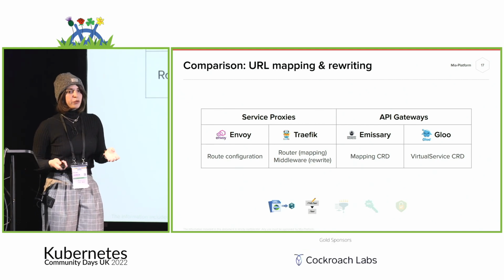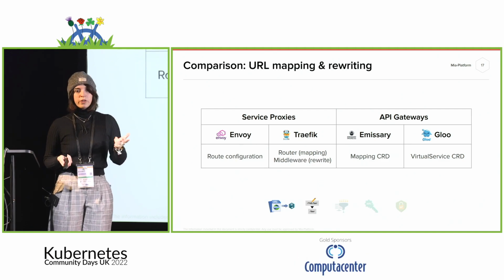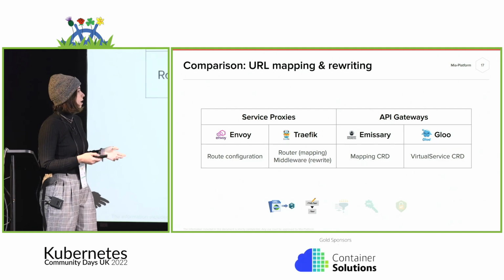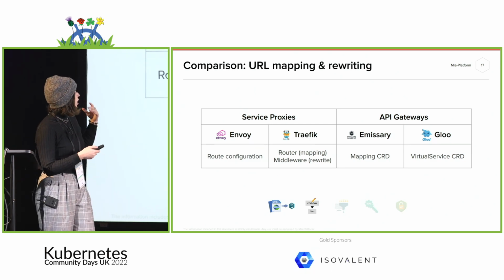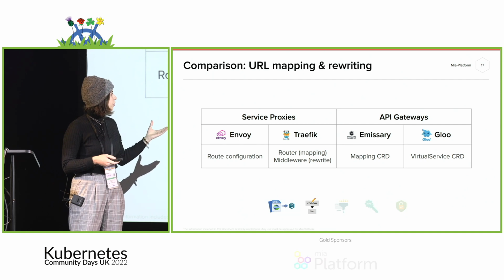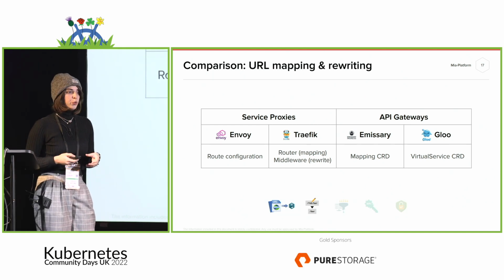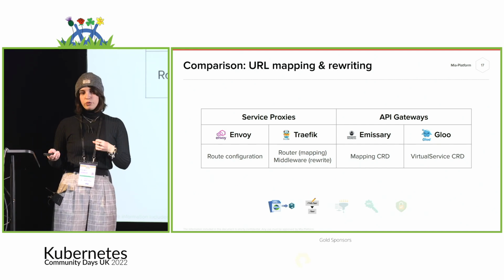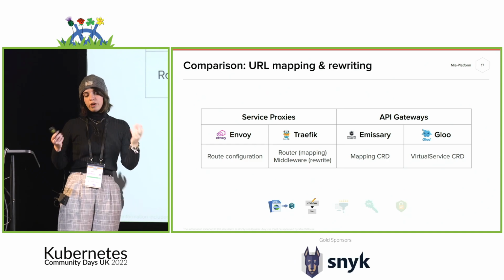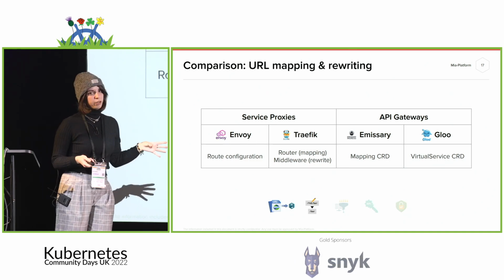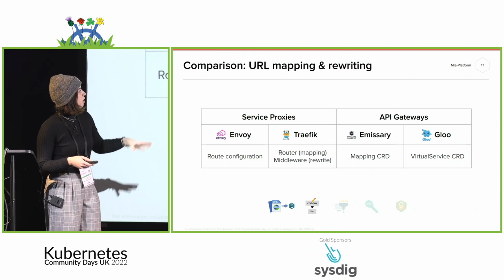Eventually, we can rewrite the URL, we can rewrite the path, the prefix, we can do a regex rewriting, and so on. And we can do even other operations like adding or removing headers, and so on. In Traefik, we have the router element, which is in charge of giving us the possibility to map URLs to the underlying services. And we have a middleware that can be used to rewrite these URLs to URLs that are accepted by the underlying services.